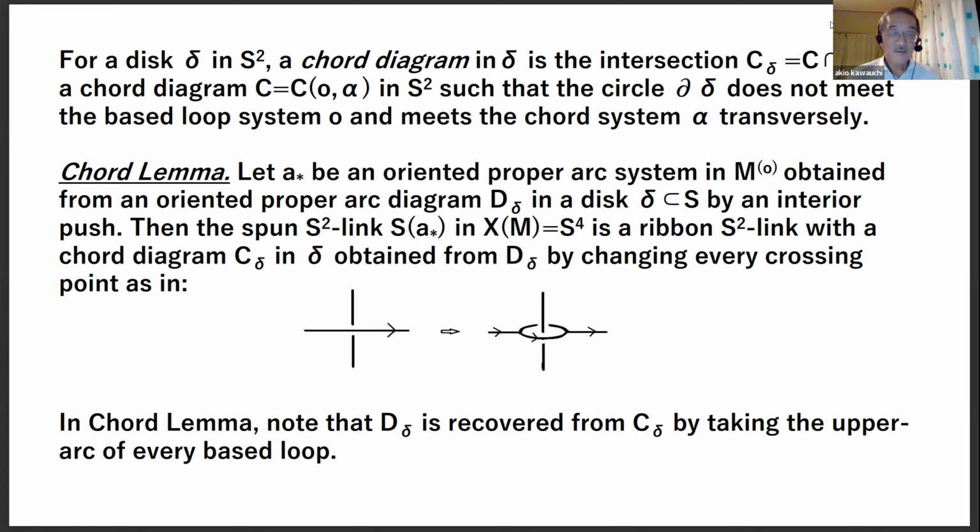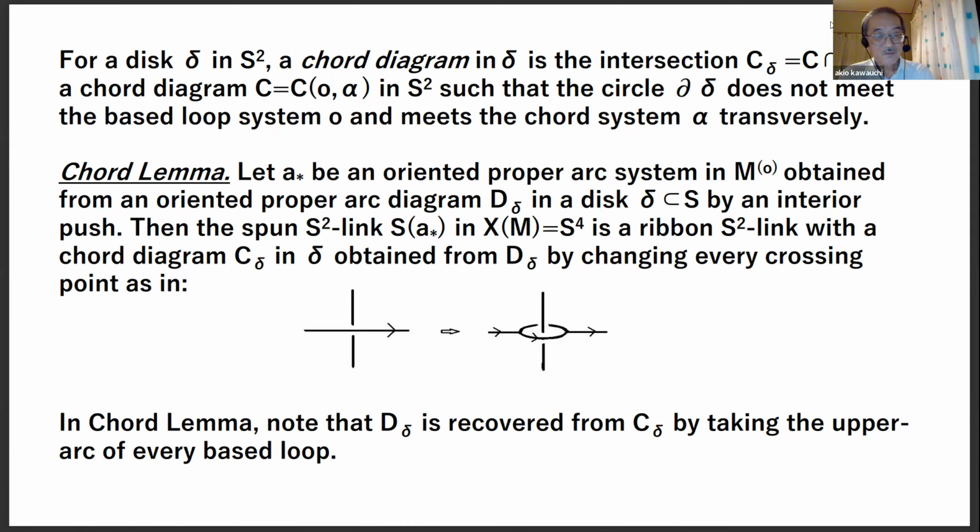So the code lemma. Let A star be an oriented proper arc system in M0 obtained from an oriented proper arc diagram D delta in a disk. This disk is in the boundary sphere S by an interior push. Then the spun S2 link S A star in XM is a ribbon S2 link with a code diagram C delta in delta, obtained from D delta by changing every crossing point as in the left side of this picture, transforming into the right.